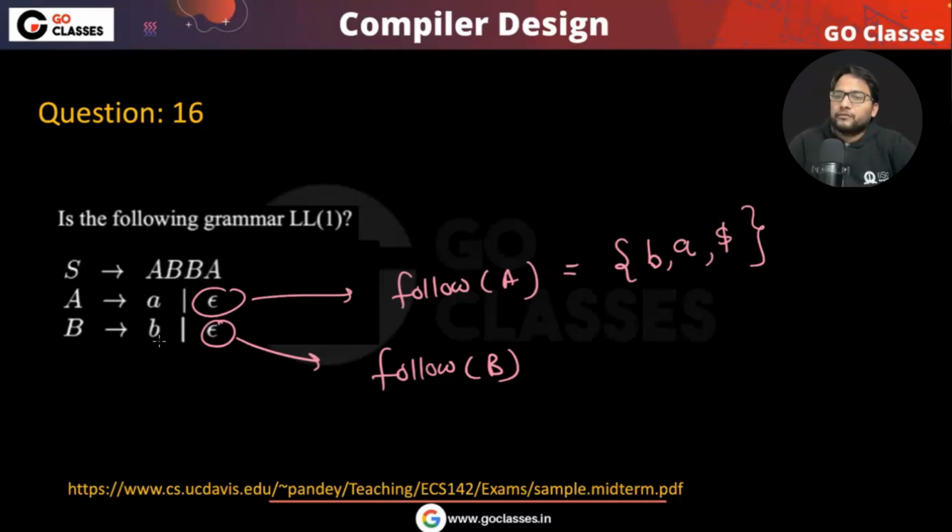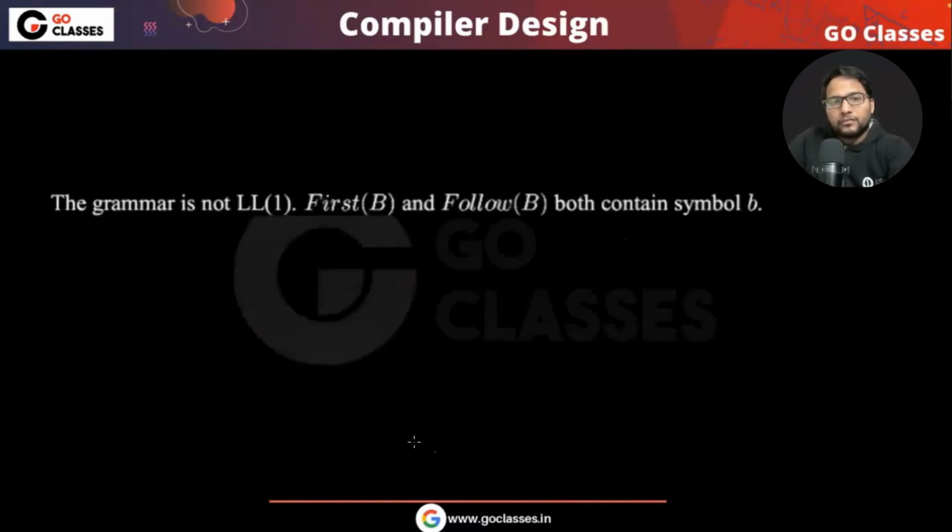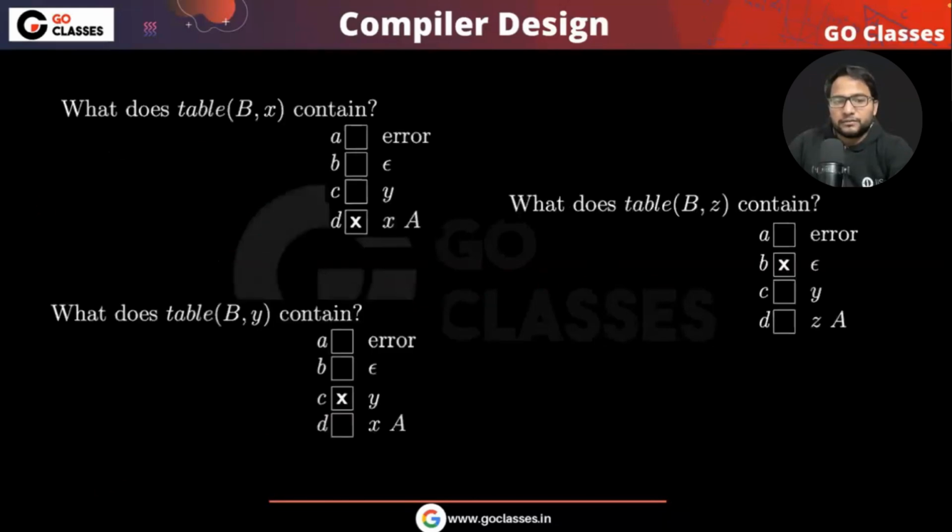Okay. So is this LL1? No, because this a and this a are coinciding. So that's why this is not LL1. This grammar is not LL1, right? Okay. Now let's just move to the next question.